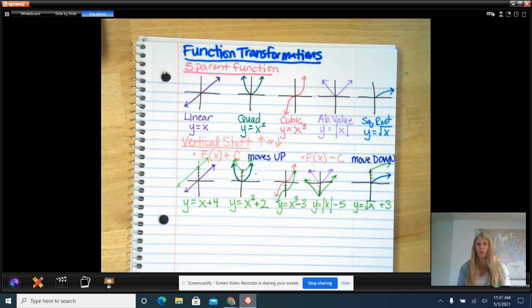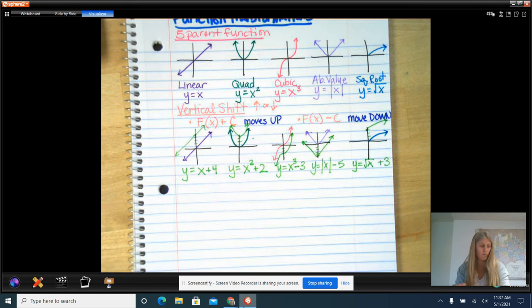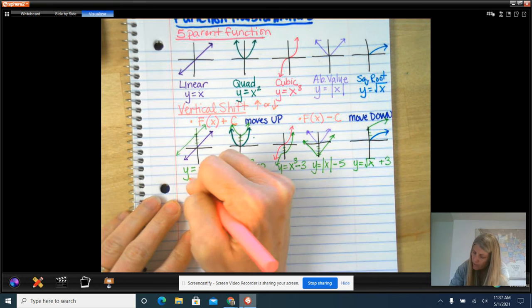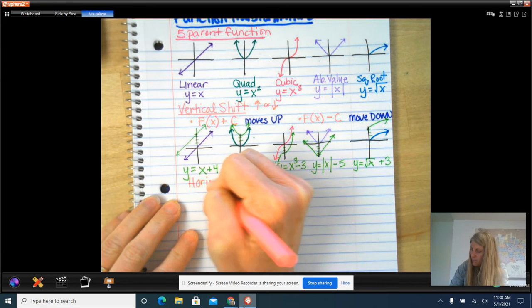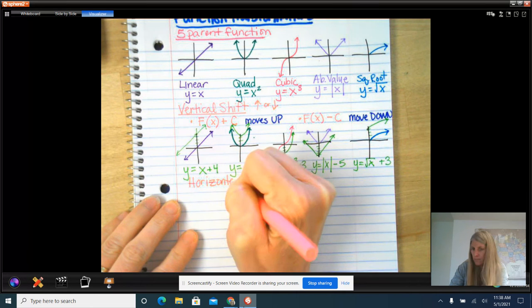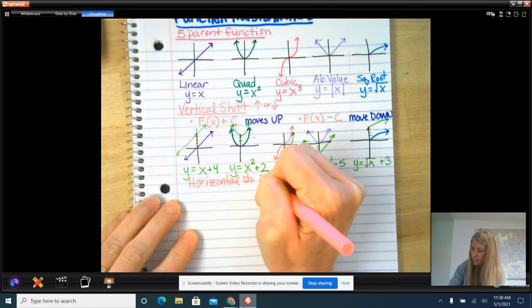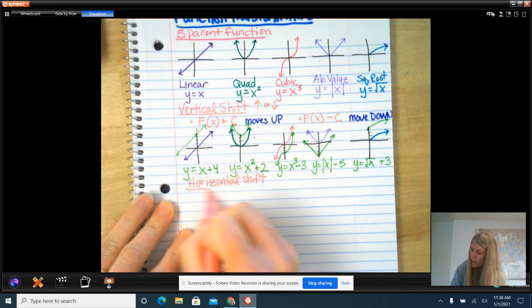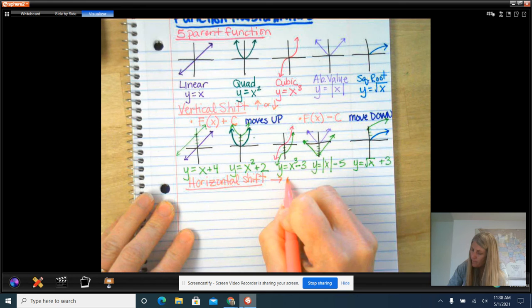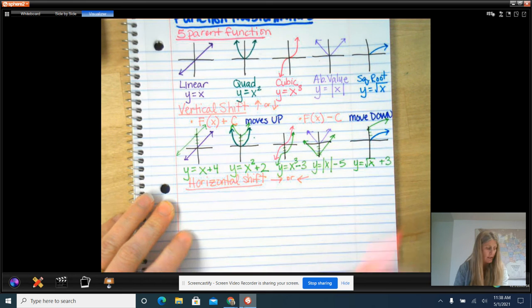Okay, so that's a vertical shift, either up or down. Okay, our next one is going to be a horizontal shift. And that one is moving it to the right or to the left.